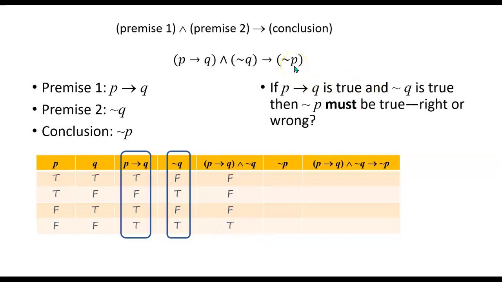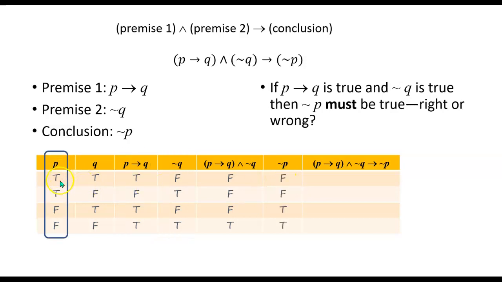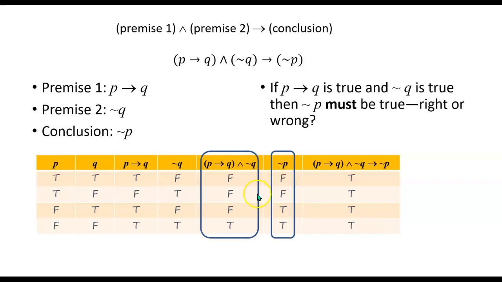The conclusion is not P, so let's write down what that is for each row of the truth table. Look at P in each case and take its negation. Not true is false, not true is false, not false is true, not false is true. And finally, take if the antecedent, then the consequent. If P implies Q and not Q, then not P. So if false then false is true, if false then false is true, if false then true is true, if true then true is true.